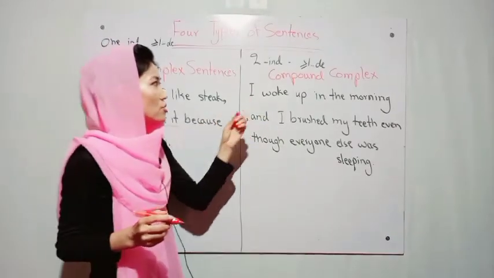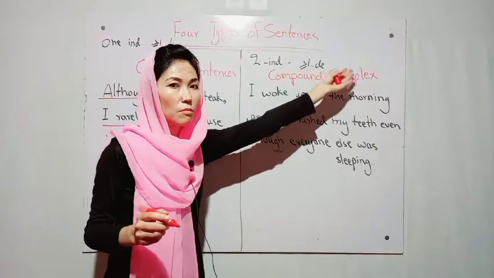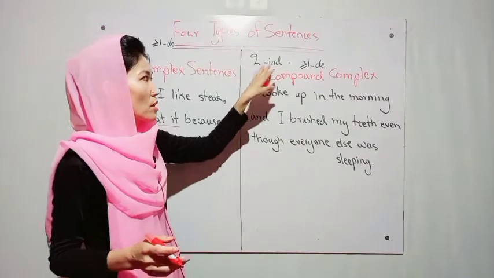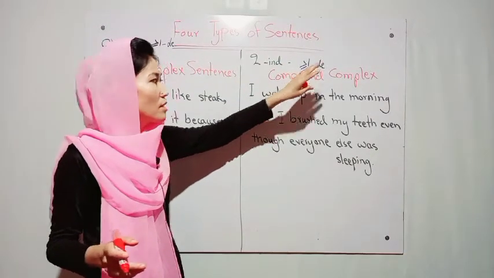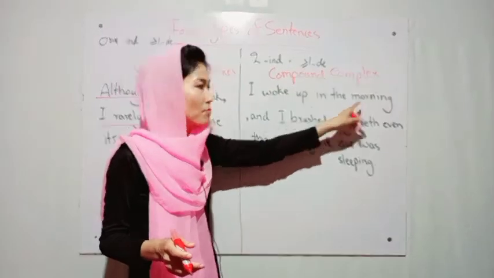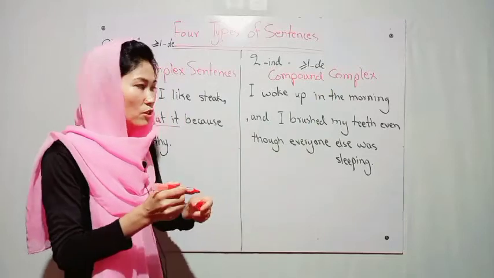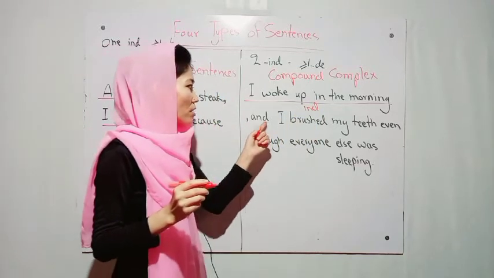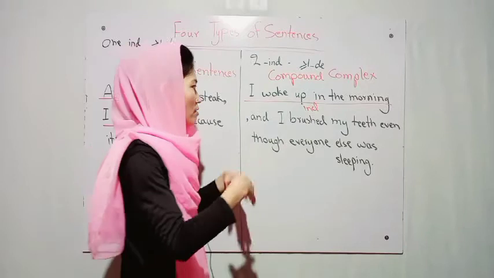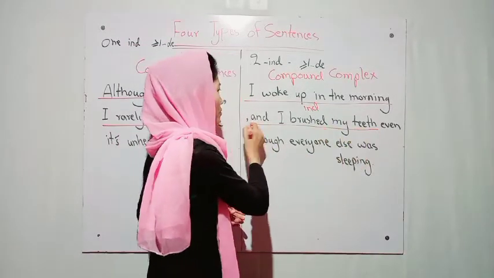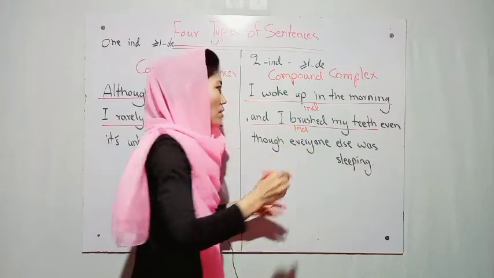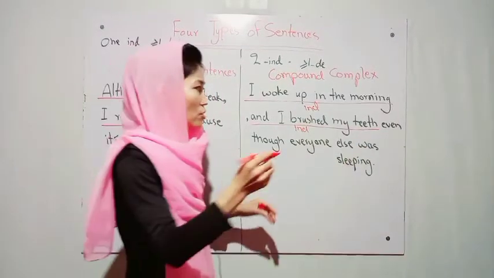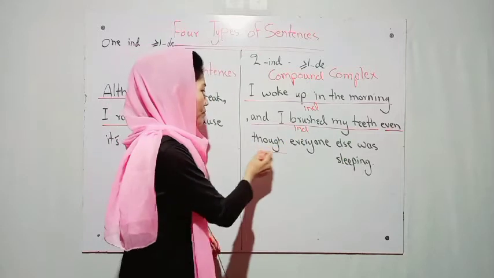So let's move on to the last type of sentences, compound complex sentences. Compound complex sentences are made of 2 independent clauses and 1 or more dependent clauses. So, example: I woke up in the morning. The whole clause is an independent clause. And I brushed my teeth is another independent clause. So, even though everyone else was sleeping, this is the dependent clause, starting with the conjunction or subordinator even though.